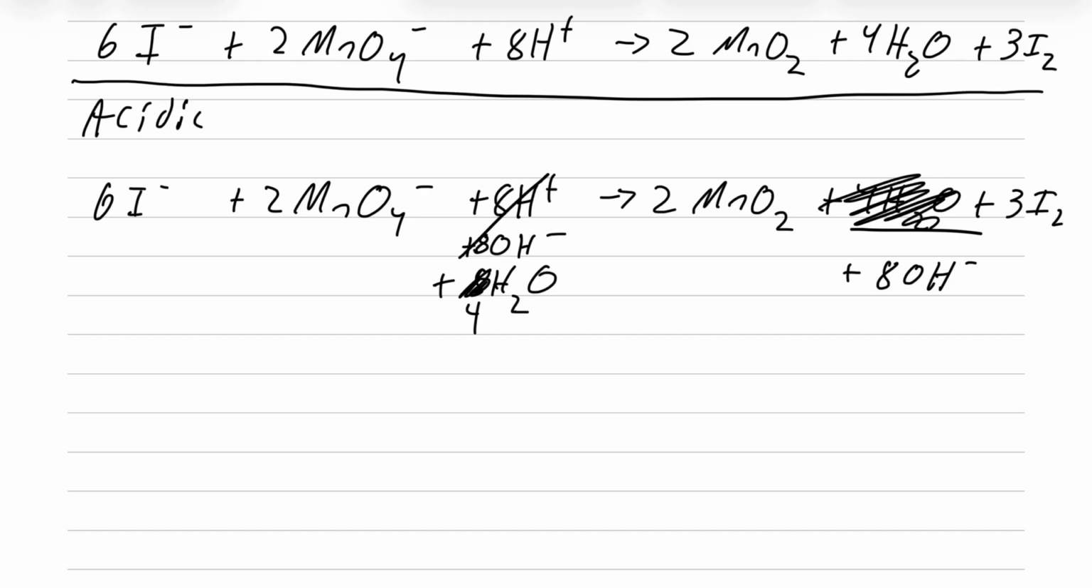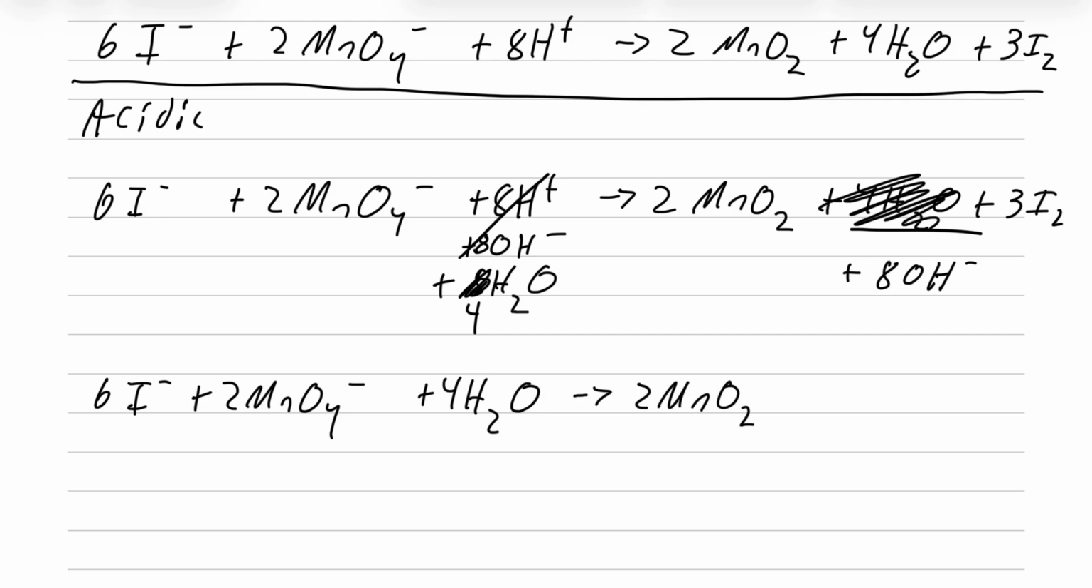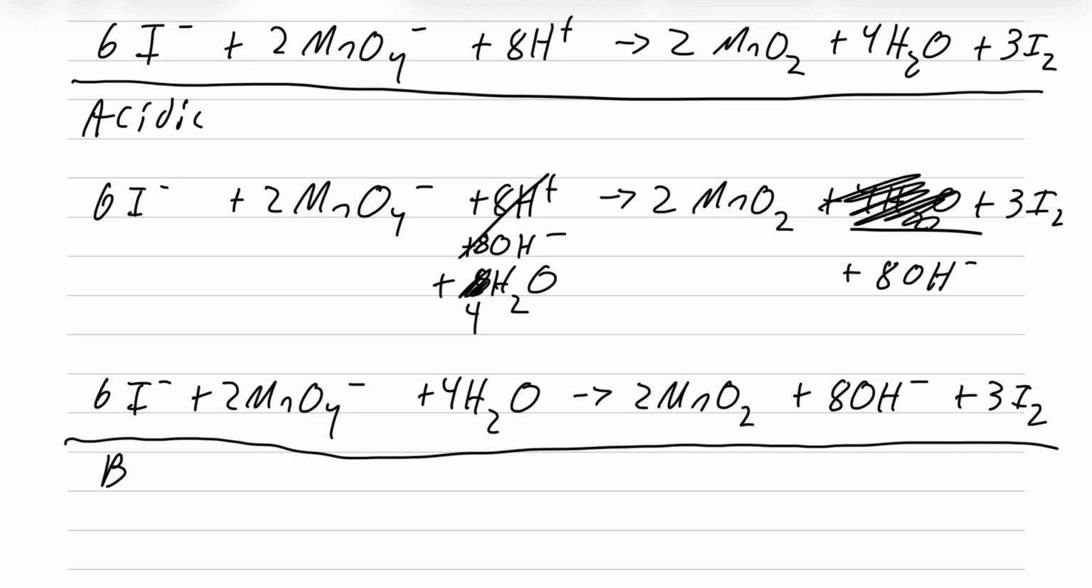Cleaning this up a bit, we would rewrite this as 6I minus plus 2MnO4 minus plus 4H2O. So now this is a fully balanced reaction in basic solution.